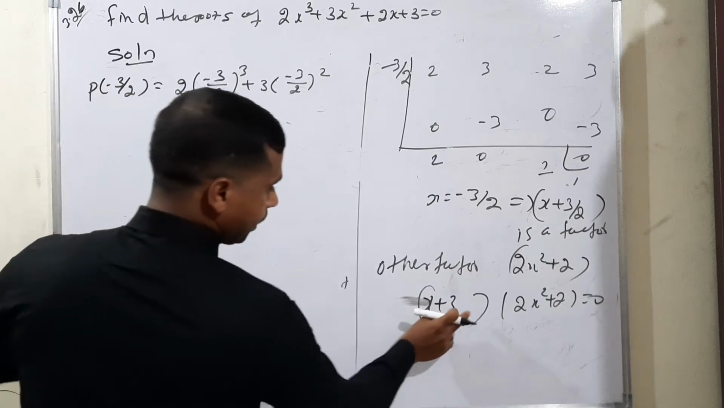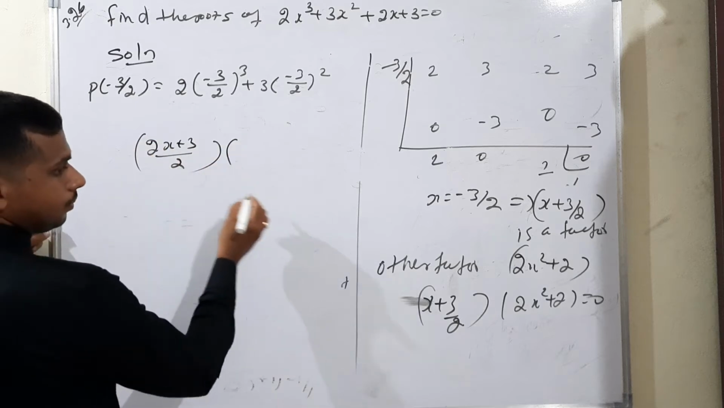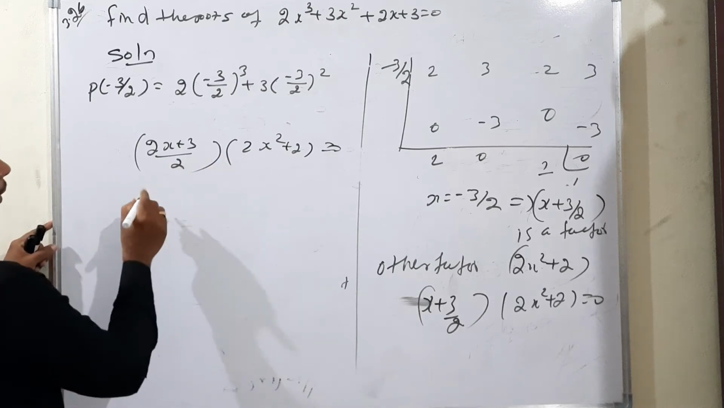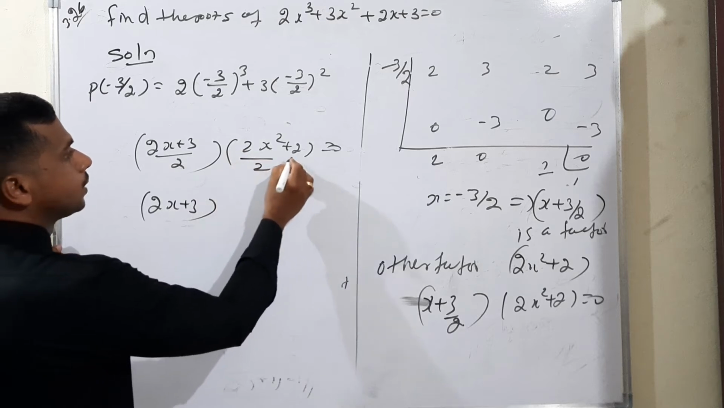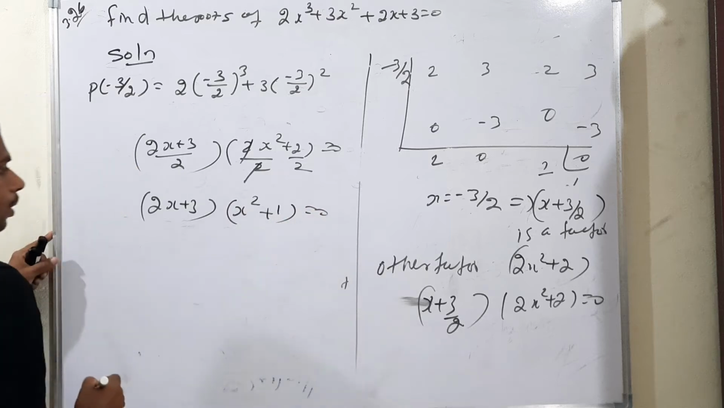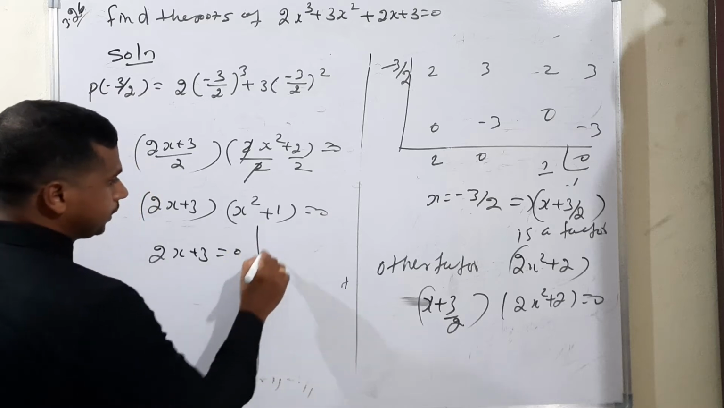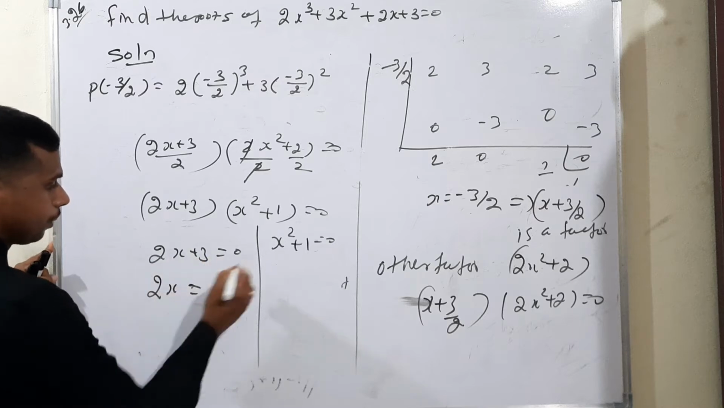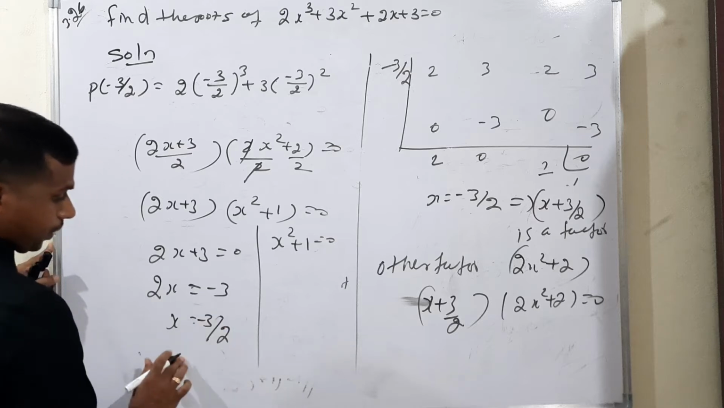Just rearrange it. This x plus 3 by 2 means 2x plus 3 by 2. The next condition, 2x square plus 2 is equal to 0. With common denominator 2, the first case is 2x plus 3. Here each and every time we divide by 2, what will happen? The 2 cancels, so x square plus 1 will come, equal to 0. Now separate each, 0 means 2x plus 3 is equal to 0, first condition. The next condition, x square plus 1 is equal to 0. Therefore, 2x is equal to 3 bring out the opposite sign, negative 3. Therefore, x is equal to negative 3 by 2, first root.